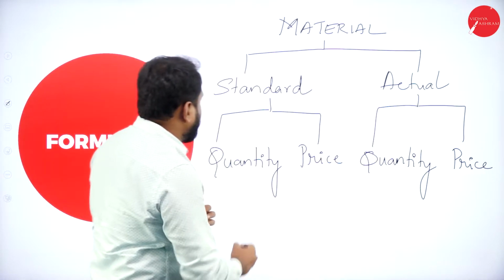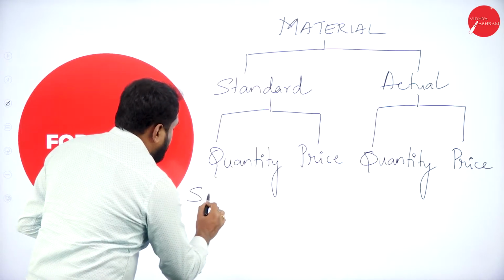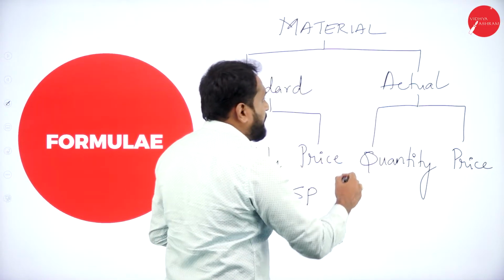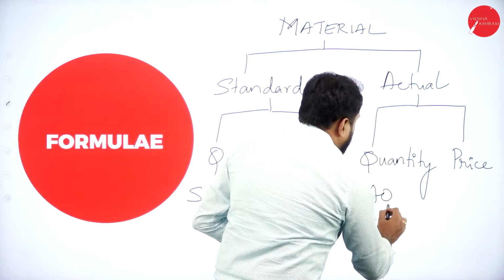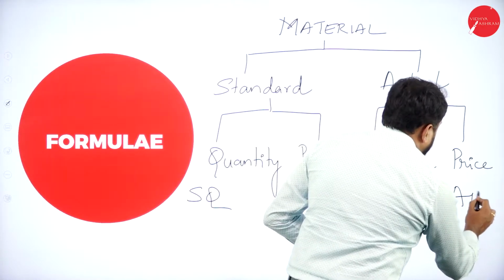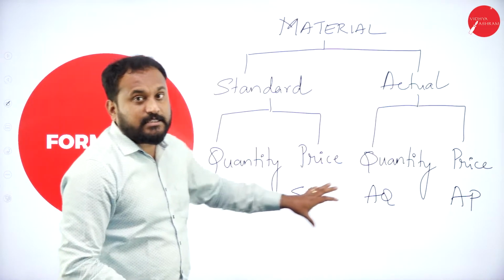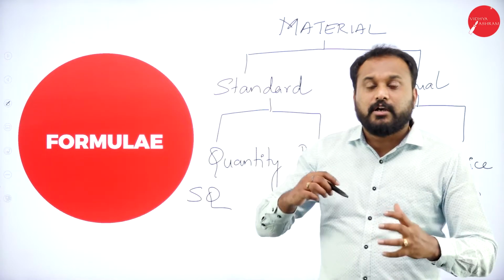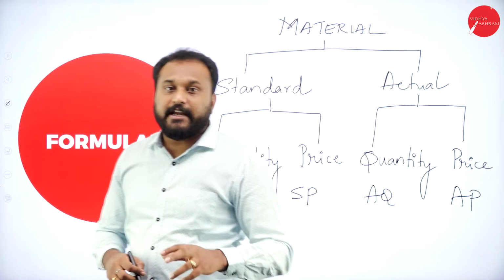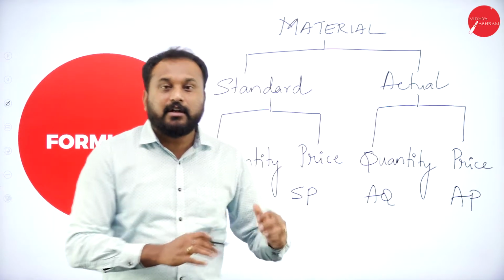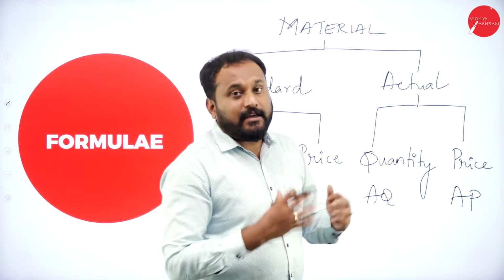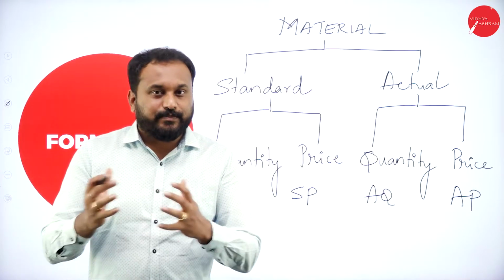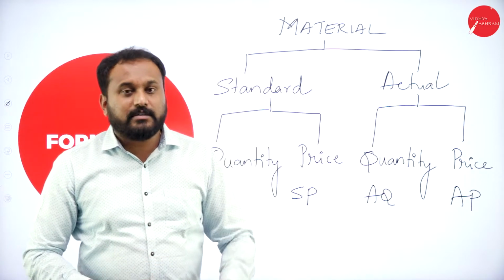Standard quantity is called SQ, and standard price is called SP. The same way AQ, and you have something called AP. So we have four of these: standard quantity, standard price, actual quantity, actual price. This is what you are supposed to know. Material is divided into two, one is standard, another is actual. In standard you have quantity and price, in actual you have quantity and price. SQ, SP, AQ, AP. This is what you are supposed to understand.